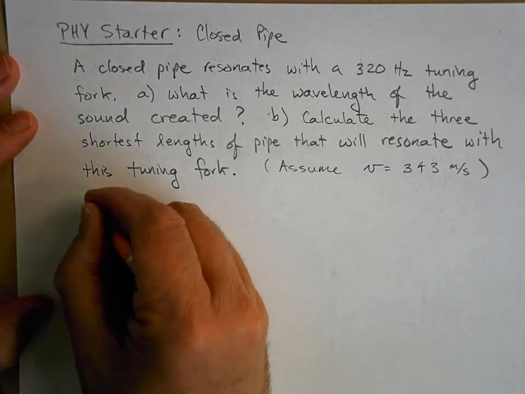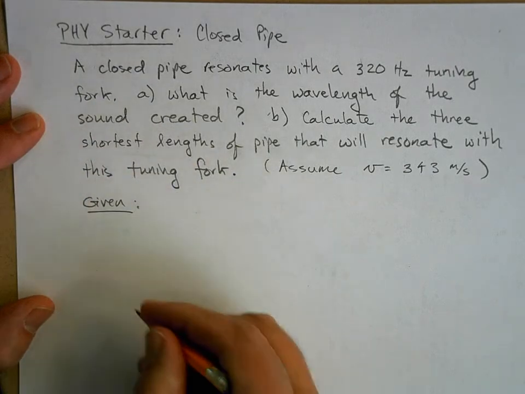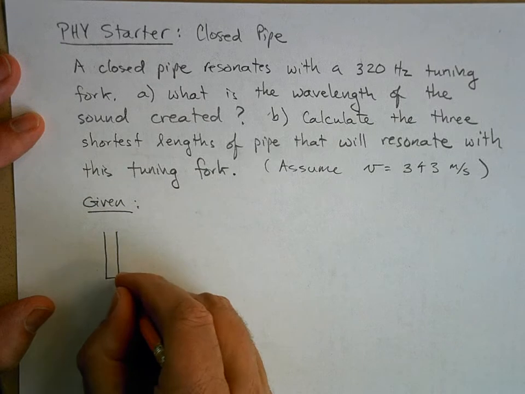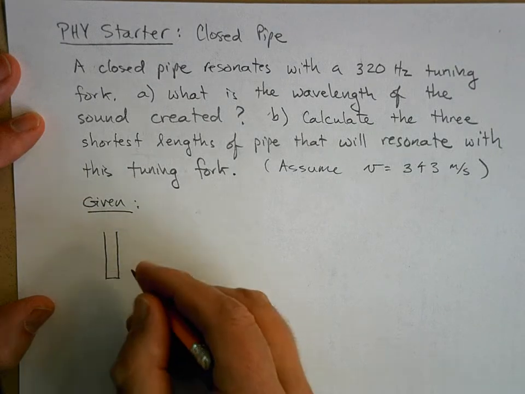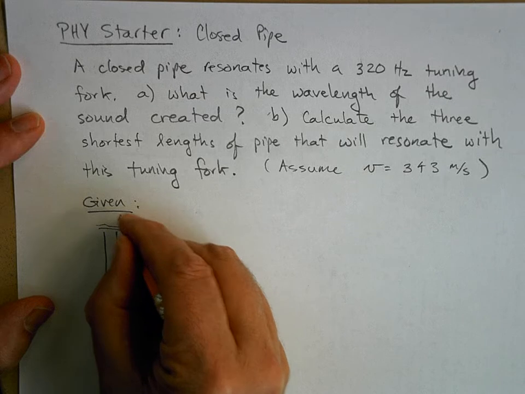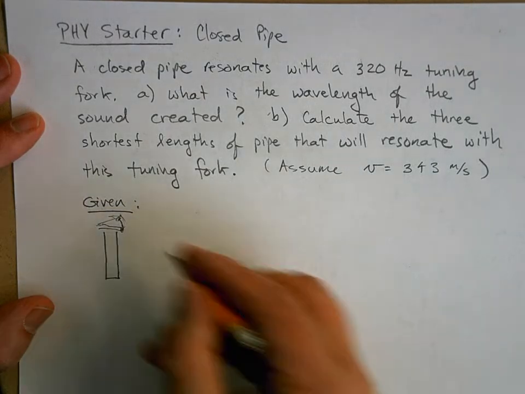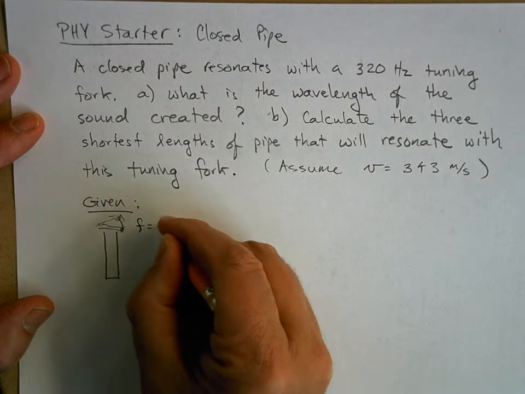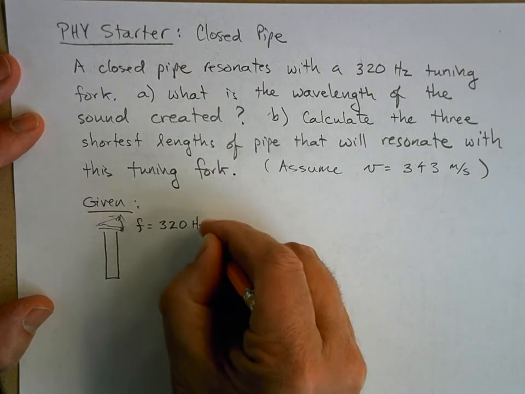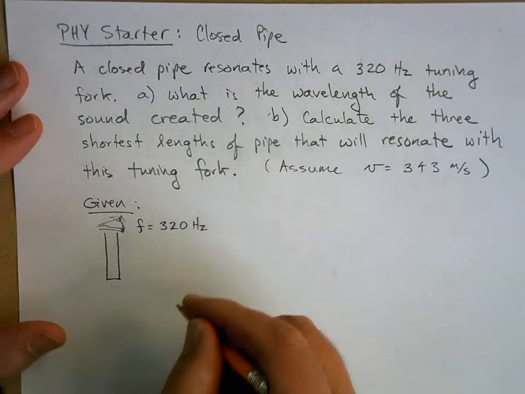Well, so here's what's given. We've got a closed pipe, and we've got a tuning fork that's vibrating up and down, and the frequency of the tuning fork is 320 hertz. We want to know what is the wavelength of the sound.